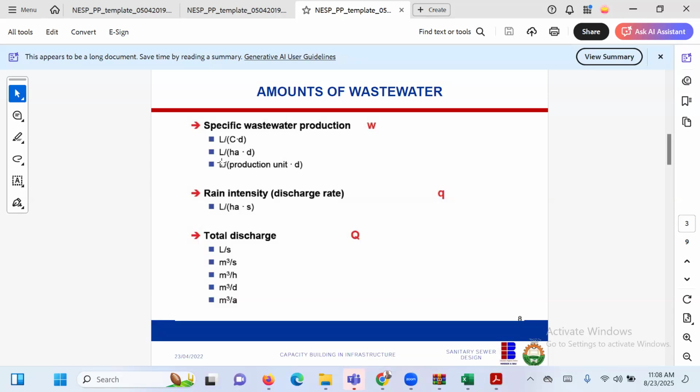So for non-residential areas, it can also be liters per hectare per day. Just like we said last week, you can design based on population or land use. What is the land use? What is the size of the land? I can say, okay, this is the drinking water requirement per hectare. Then for industries, we say liters per production per day. Rainfall intensity is liters per hectare per second.